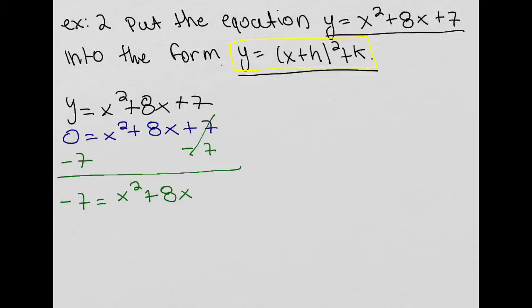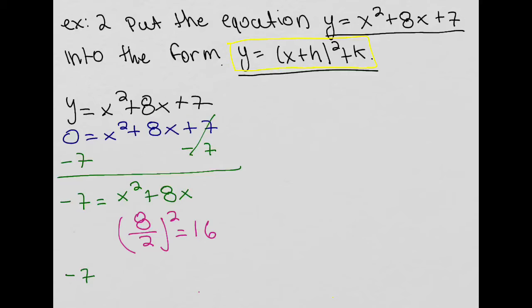Then I'm going to take the 8, divided by 2 and square it. 8 divided by 2 is 4, squared, 16 again. So then I'm going to take that 16 and add it to both sides of my equation.